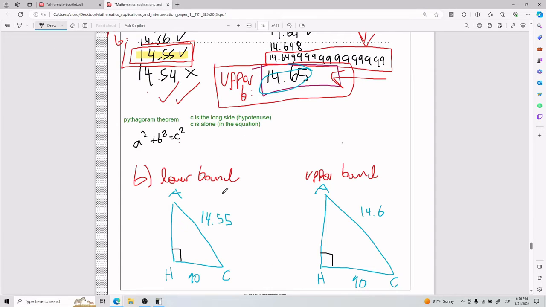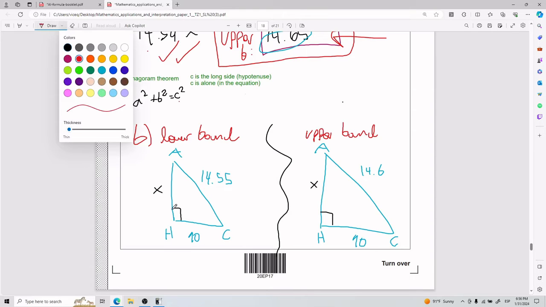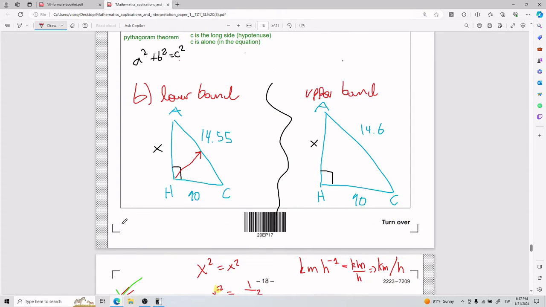These are all sides. Technically from here, I need to find x, right? Now, just focus on the long side. For the lower bound, which one is the long side? The long side is this one here, 14.5. What is another way to identify the long side? It's whatever is opposite to your right angle. So that means I can write 10 squared plus x squared equals 14.55 squared.